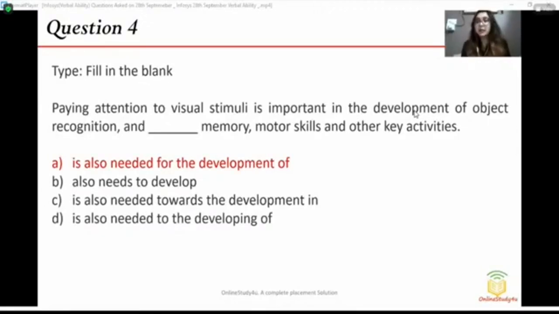So paying attention to visual stimuli is important in the development of object recognition and is also needed for the development of memory, motor skills, and other key activities. What I want you to notice out here is, if you see in the first half of the sentence, they have already used development of object recognition. So you know that here also for your and dash memory, it will be development of, it will not be development in or developing of, right? You get that cue or hint from here.